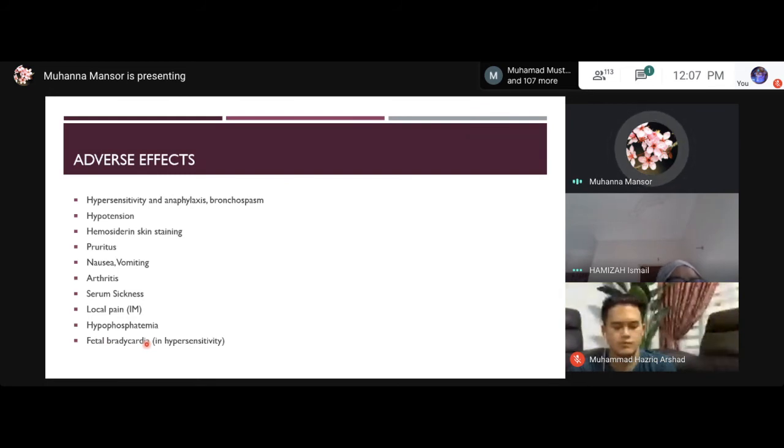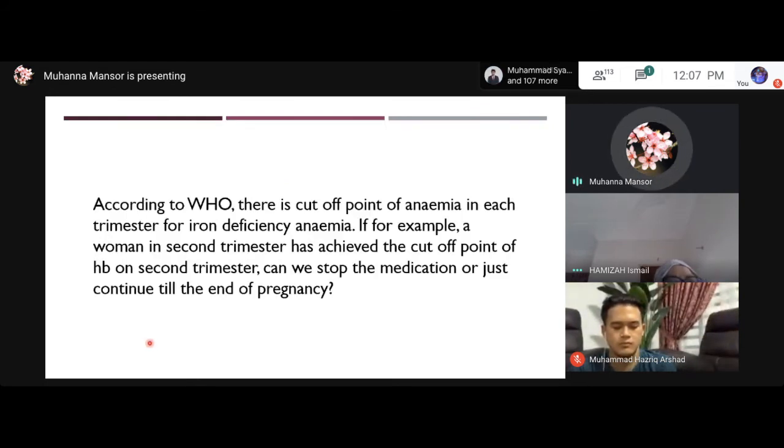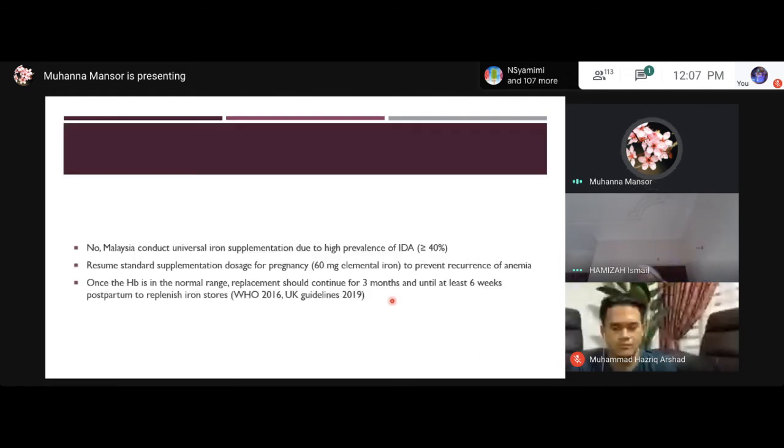Right. So the next question is, according to WHO, there is a cut-off point of anemia in each trimester. So if, for example, a woman in the 2nd trimester has achieved the cut-off point, can we stop the medication or just continue till the end of pregnancy? So this is just one slide.